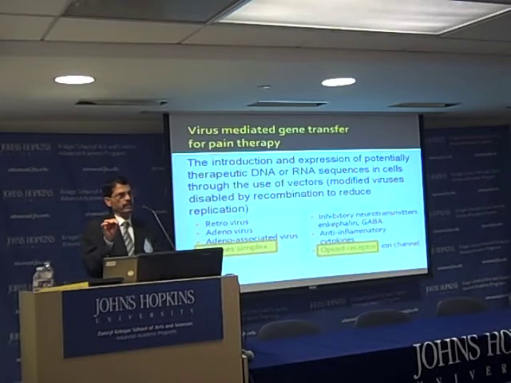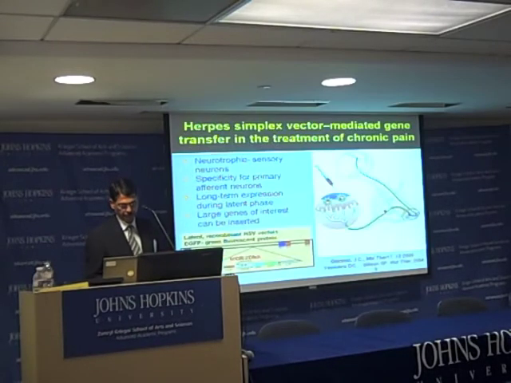So one can inject these vectors in the periphery, and they get transported from the periphery towards the dorsal root ganglion. And a number of different strategies, again, have been used using these vectors. One strategy is to increase the body's ability to synthesize endogenous opioids. We used a viral vector with a cDNA for an opioid receptor in an attempt to increase the number of opioid receptors in the periphery.